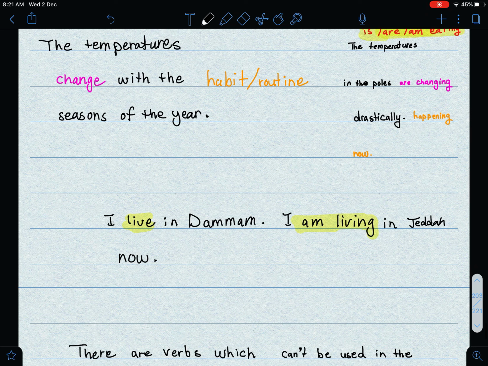Now let's take a look at these examples. The temperatures change with seasons of the year. طبعا change here is in the simple present, which is talking about habit or routine. Now here, the temperatures in the poles, اللي هي القطب الجنوبي والقطب الشمالي, are changing. So this is in which tense? Present progressive, because we're talking about something happening right now drastically.